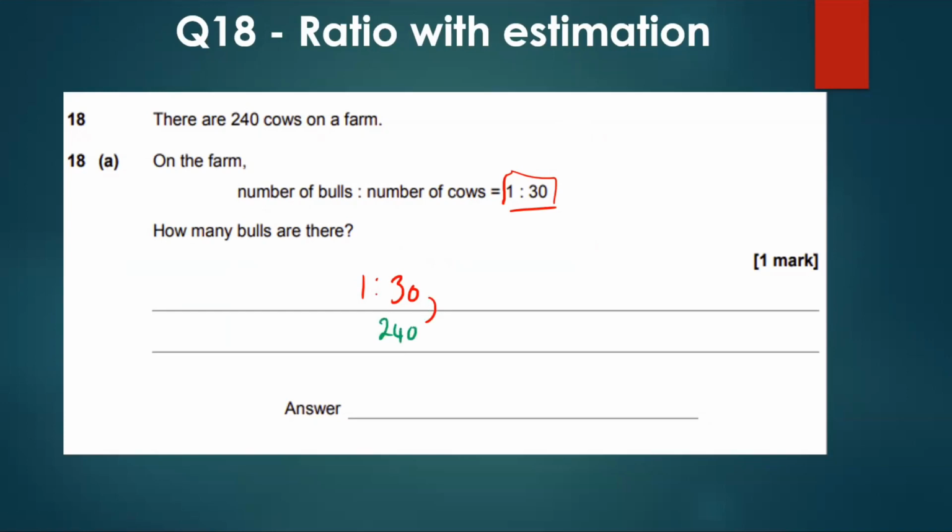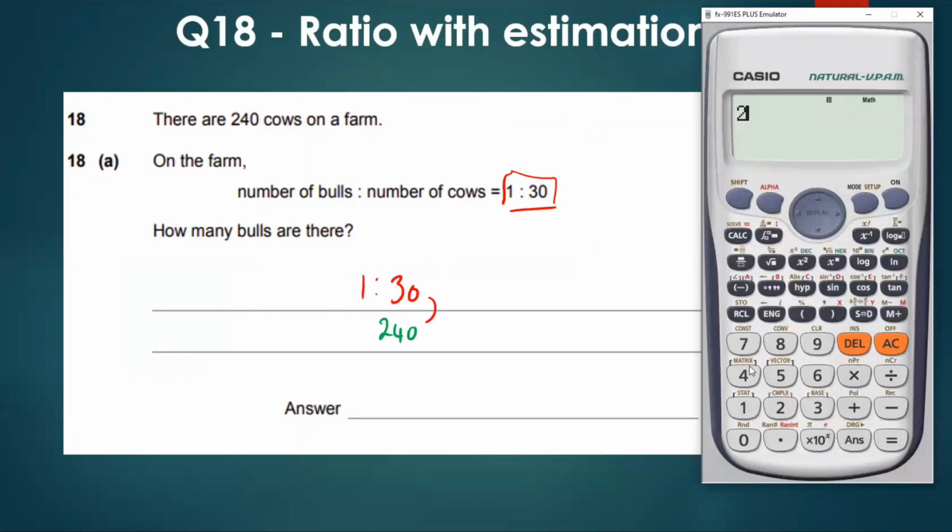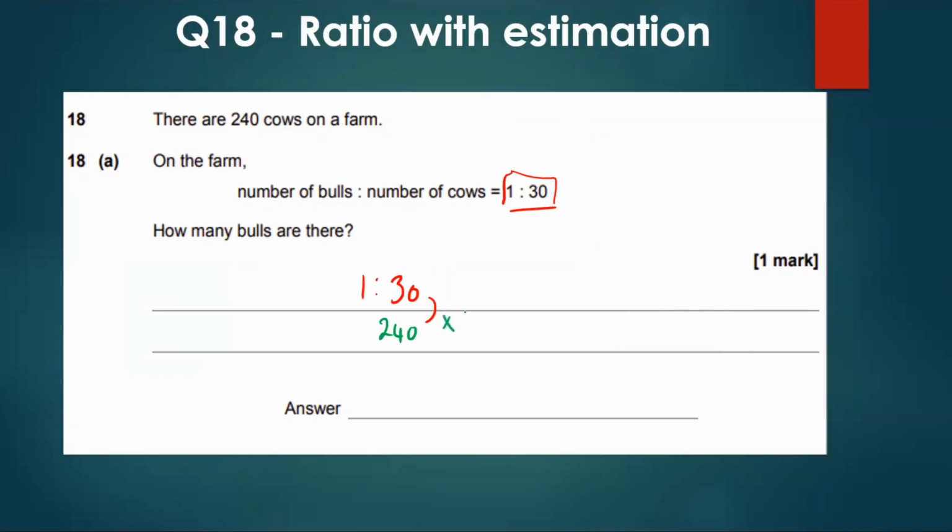So in my calculator, if I do 240 divided by 30, it will give me what I've actually had to do to get from 30 to 240. So I've had to times by 8. So I also have to times by 8 on this side. Now, remember, this is the number of bulls. So this is bulls to cows. So we've had to go times by 8, so we have to times this by 8 as well. That means it's 8 to 240. So that means actually there's only 8 bulls. So the number of bulls on the farm is 8 to 240 cows.